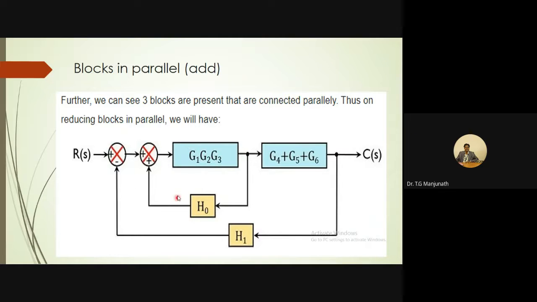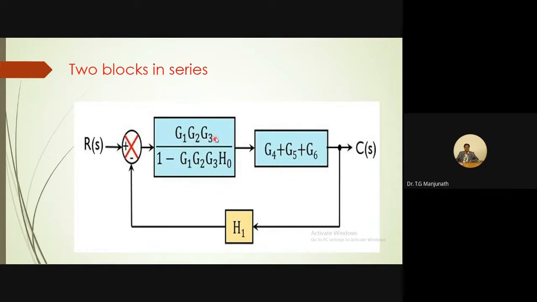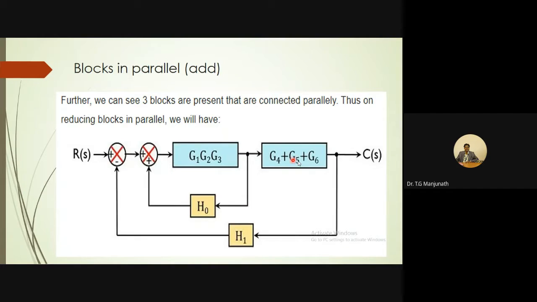The next, I can simplify into a single block. You can see here G is G1, G2, G3, over 1 minus G1, G2, G3, H is H0. This is the single block. The next block, which is already there in the previous diagram, you can see here, it is there already. Now this block, after simplification, comes in series with this block.